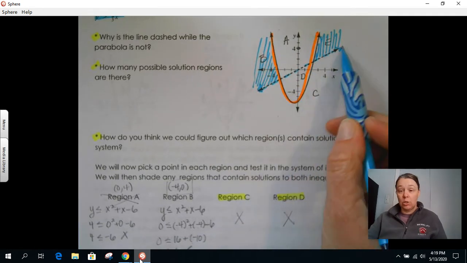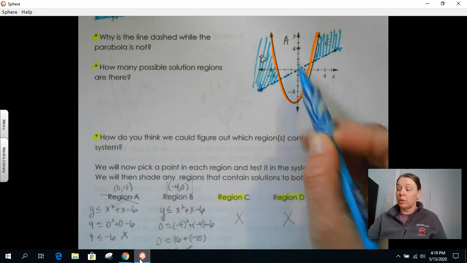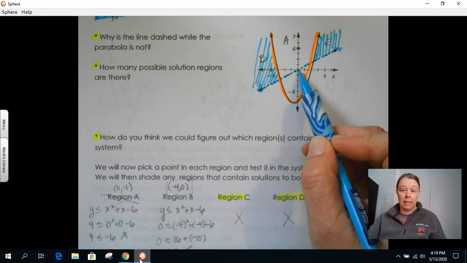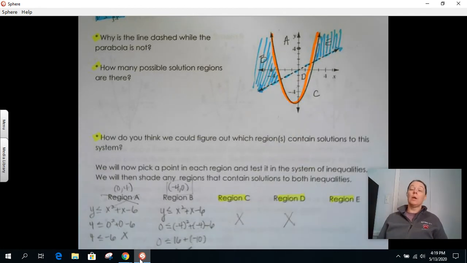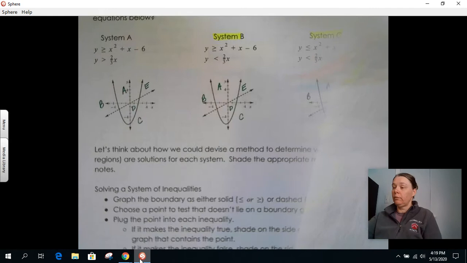Hopefully you said the reason I didn't choose 0, 0 is because it's on one of my boundary lines. And I want to know something like being greater than or less than. I don't want it to equal. In this case, it can't equal 0, 0. So that's why we didn't choose it. So hopefully you recognize that.